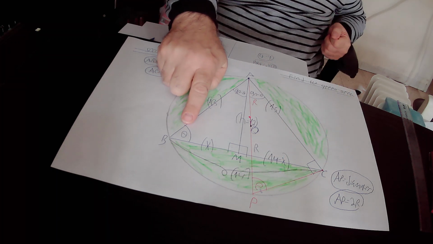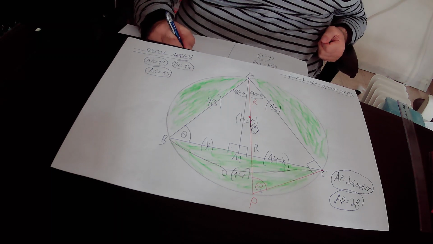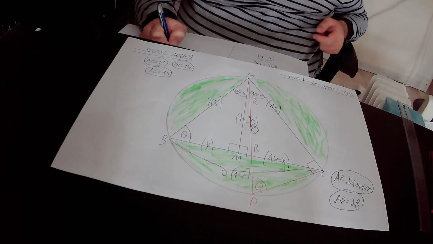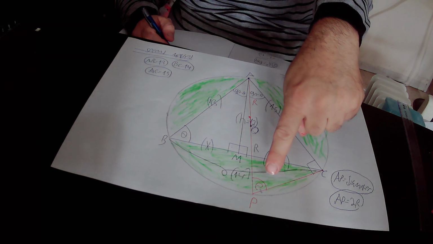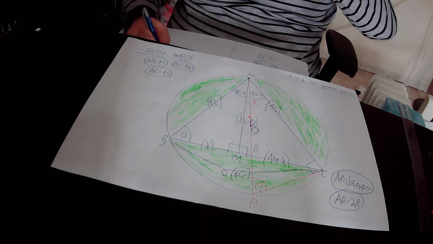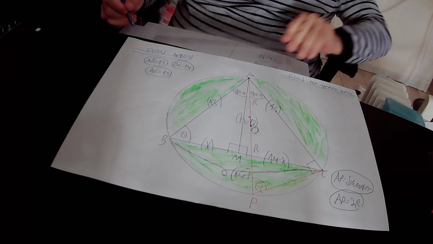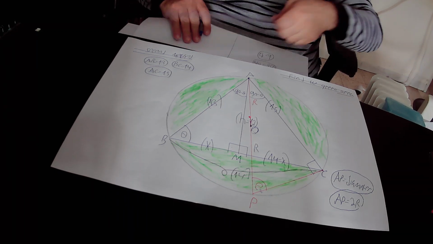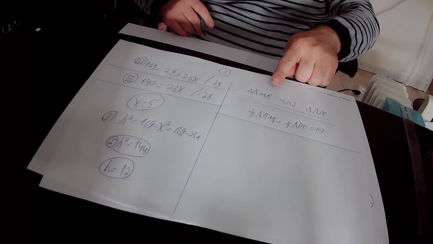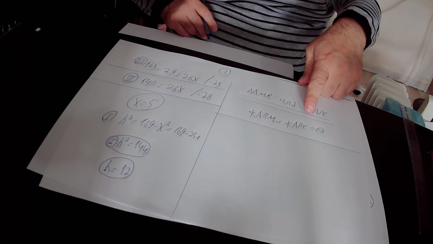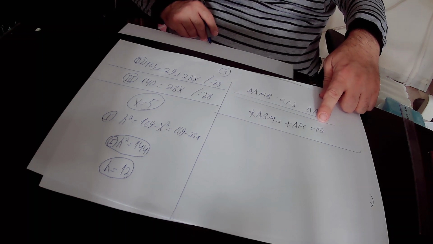So this is angle ABM, and it equals this angle, angle APC, in triangle ACP. Repeat again: angle ABM in triangle AMB equals angle APC in triangle ACP. They are both equal to theta, therefore they are equal to each other.